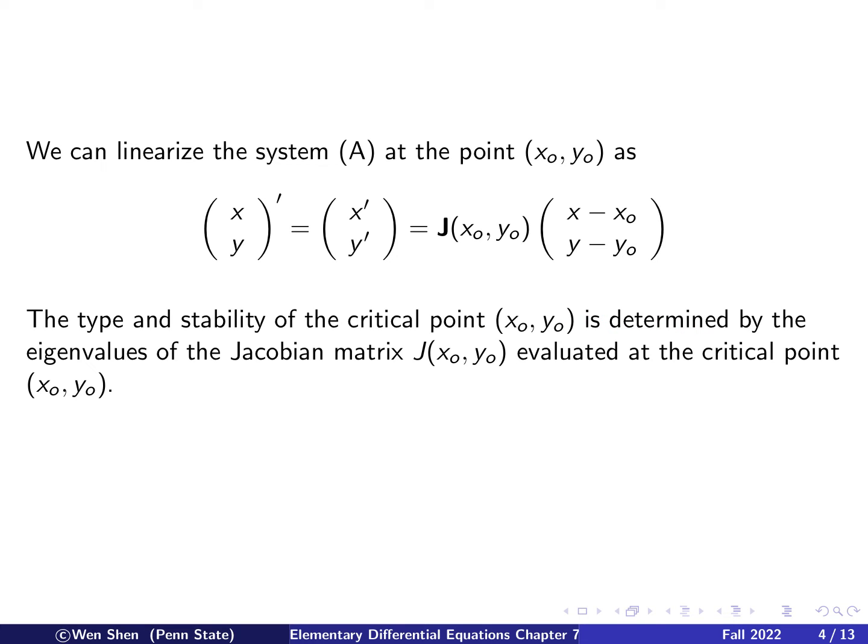similarity. Now, since the solution behaves similarly to the solution of this linearized system in a small neighborhood of the critical point, then we can classify these critical points as different types and analyze the stability by our knowledge of the linear system. Okay, so we know that such properties are determined by the eigenvalues of the Jacobian matrix, of this matrix here.